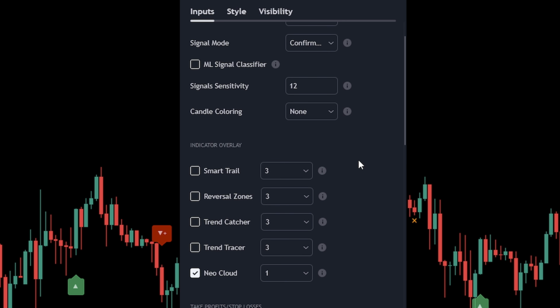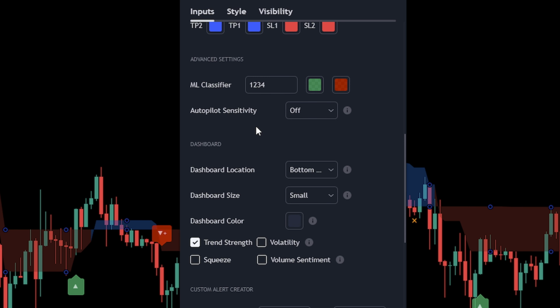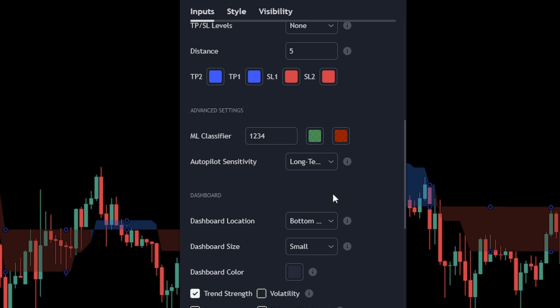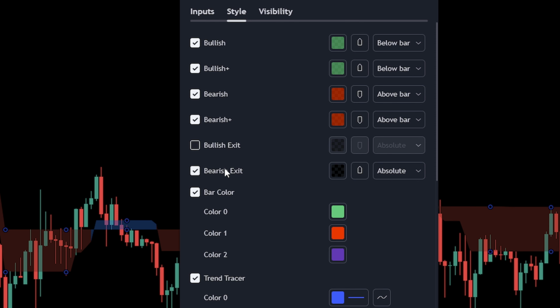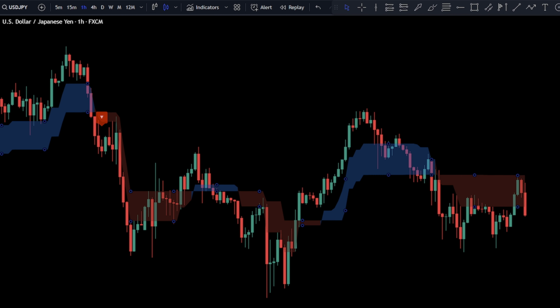And now for the signal sensitivity. Depending on the asset and time frame you're trading, I recommend using the autopilot sensitivity set to midterm or long-term if you prefer an easier approach without adjusting the sensitivity manually. For advanced traders, I suggest using the manual sensitivity and setting it to a value between 18 and 32, based on the asset, time frame, and current market volatility. And finally, you want to click the Style tab and disable both the bullish and bearish exit signals, as we don't need them for our strategy.